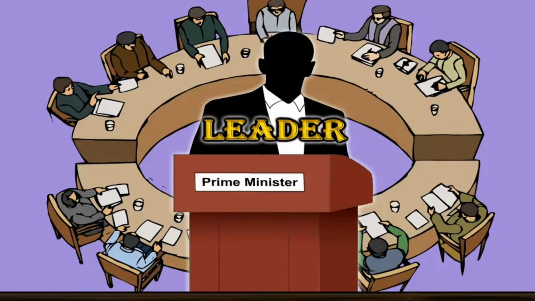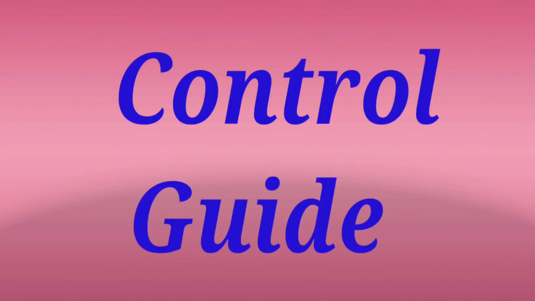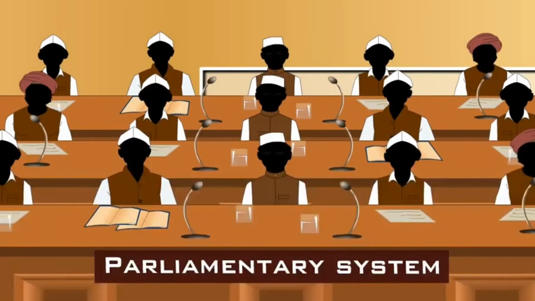I want to tell you one more point. All members of parliament are the representatives of the people, as we know very well. The members in the parliament are elected by the people. They are the representatives of the people, so they could control and guide the government on behalf of the people. That's why we say that we can control the government through our elected representatives.